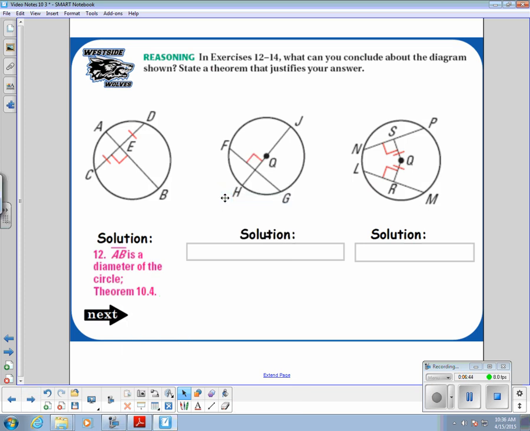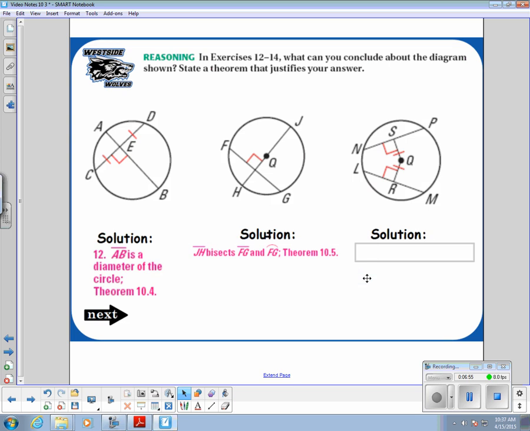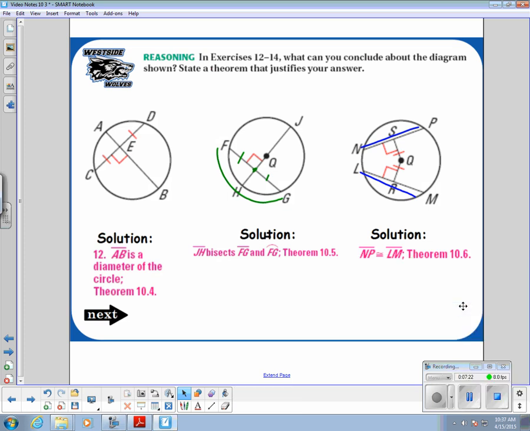All right, if we look at this one, we have a right angle, we have a diameter marked in here, so we should know that this chord is bisected. So JH bisects it, so we know that this piece here is congruent to this piece. Now we can't exactly name them because we don't have that point of intersection to name it. But we also know that this whole arc here is also bisected. All right, last one. If these two are congruent from the center, then we know that this whole chord here, NP, is congruent to LM. And that was theorem 10.6. So just a little practice on those theorems.